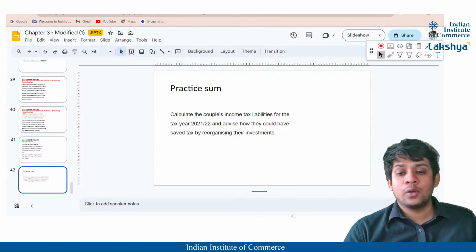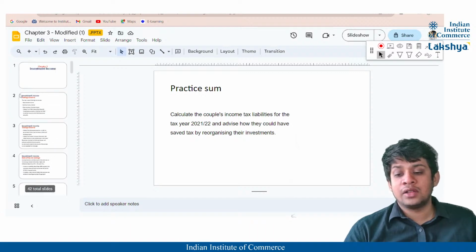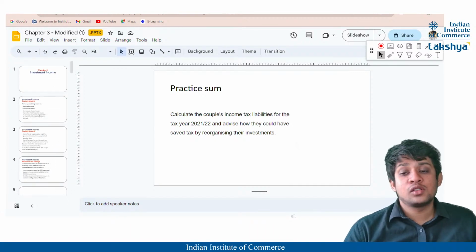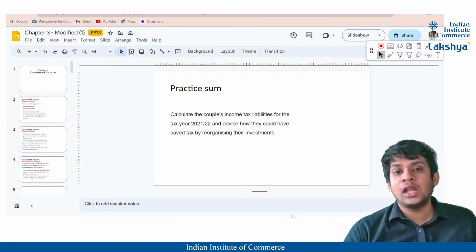I hope with this you all are pretty much clear with chapter number 3. We are also done with our chapter number 3. We are now supposed to start with an important chapter, guys. That is chapter number 14 or something, which is technically our third chapter, which is corporation tax. So let us understand corporation tax.